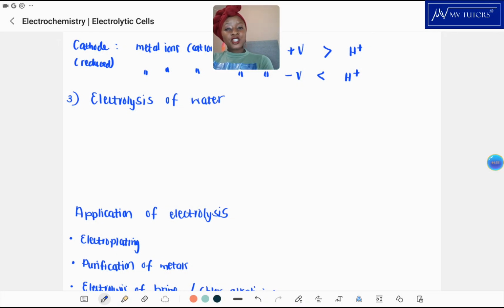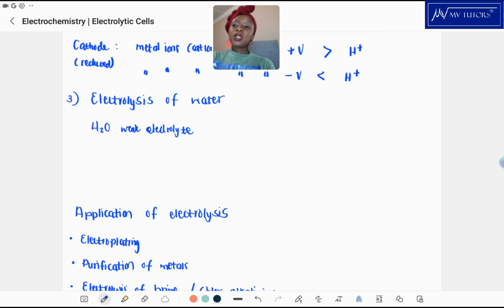With the electrolysis of water, basically water is a weak conductor of electricity. It's a weak electrolyte. Because it's a weak electrolyte, it is a weak conductor of electricity. So you need to do something to it so that it can at least allow the flow of electrons and electricity to be conducted within it, right?